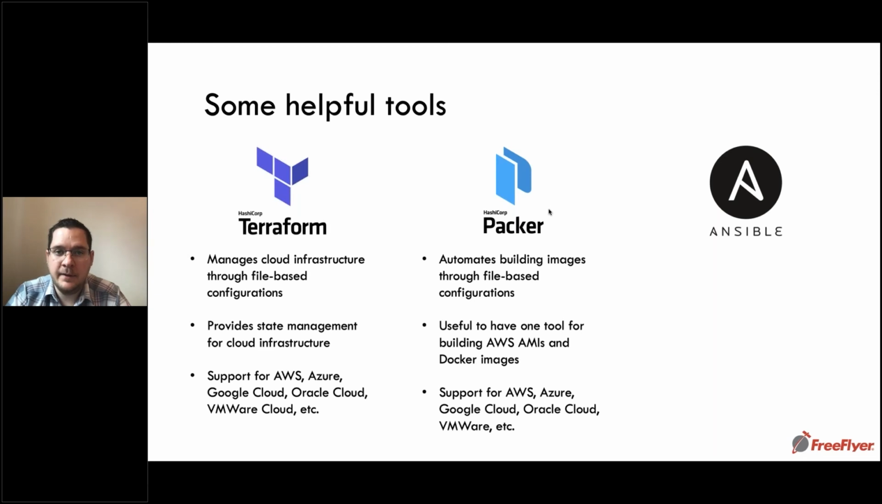Packer automates building of different types of images through file-based configurations. I found this to be really useful because, on the one hand, we have the Amazon EC2 machine images that are used to create the network license server. We also have the Docker images that contain FreeFlyer and the different mission plans. Packer allows us to configure both types of image configurations through one single interface. It was quite convenient. And there's also support for a variety of different cloud providers as well.